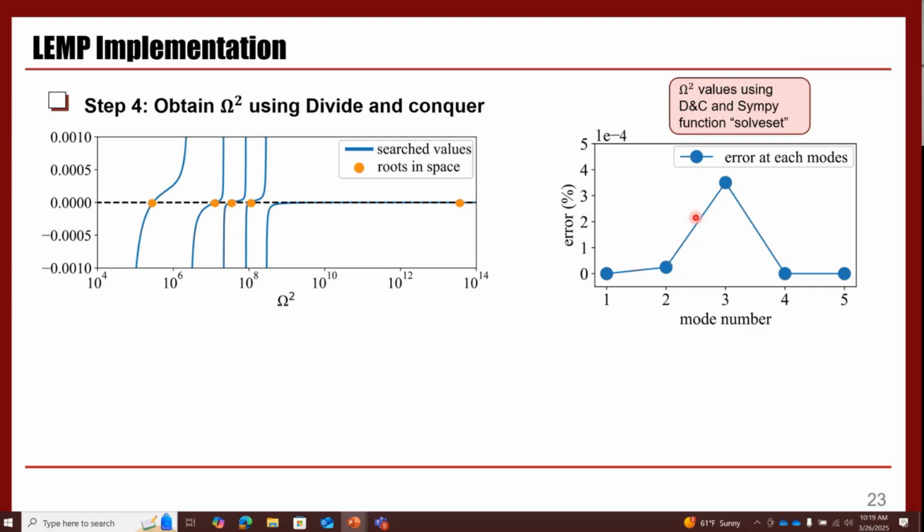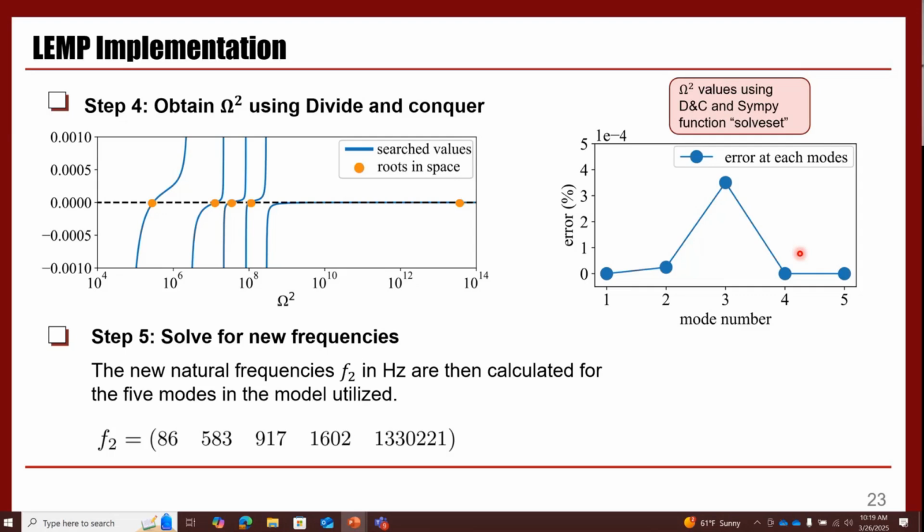the results were very good. The comparison was good. The errors were very low, which validates the solver that we formulated. Now, step 5 is to use the eigenvalues that we computed earlier to obtain the frequencies of the system, which we can use to do our state estimation.